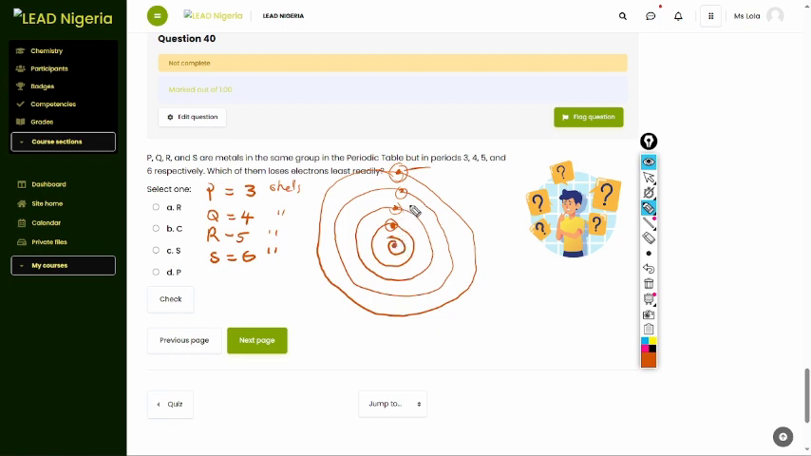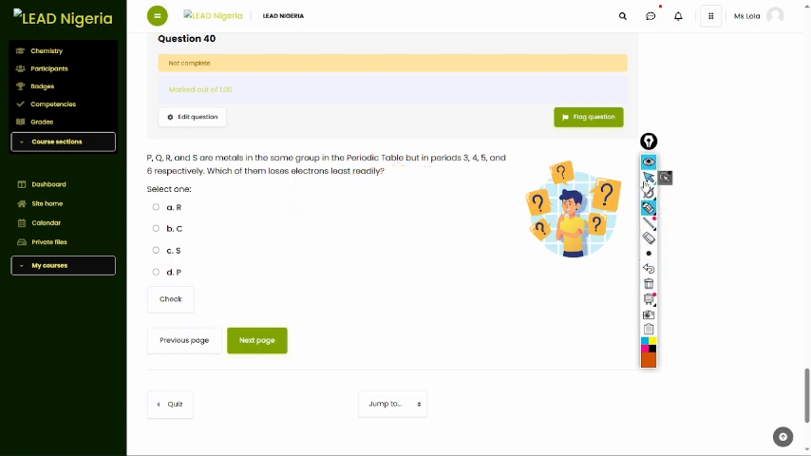So it means that the electron that can be easily knocked off has to be the electron in the largest electron shell, and that is shell 6. So the electron in shell 6 can easily be knocked off because it is not so close to the nucleus, and therefore the force of attraction between that electron and the nucleus is not as strong. So the one that can easily lose electron would be S. So the correct answer is C. Okay, so we'll go with C.